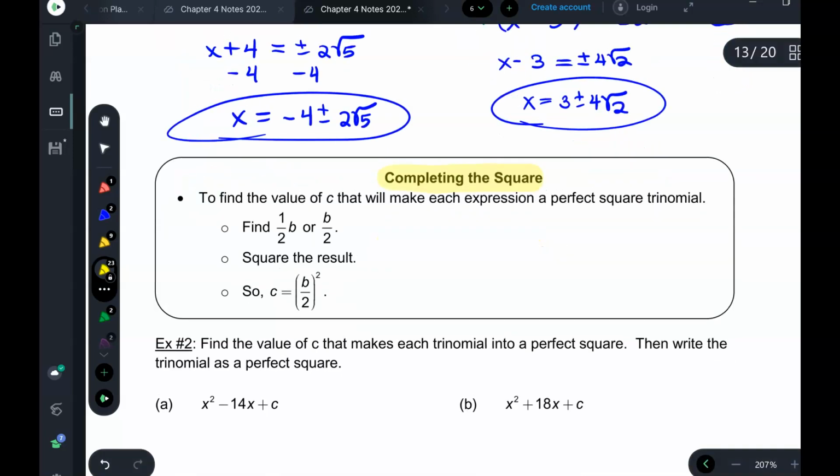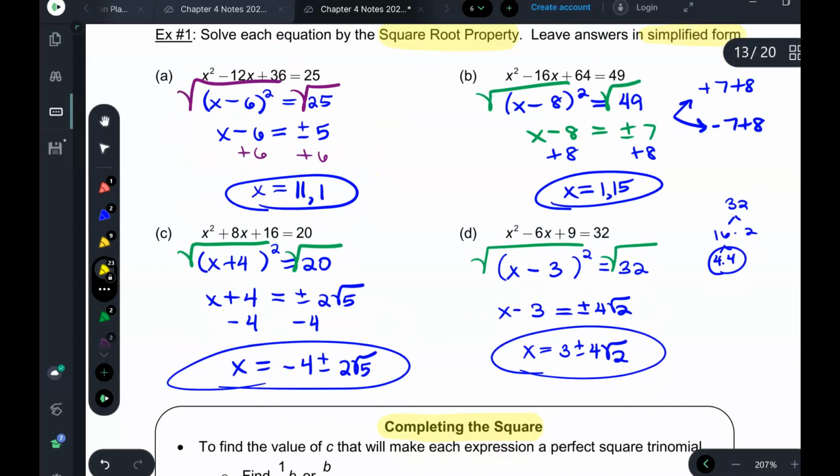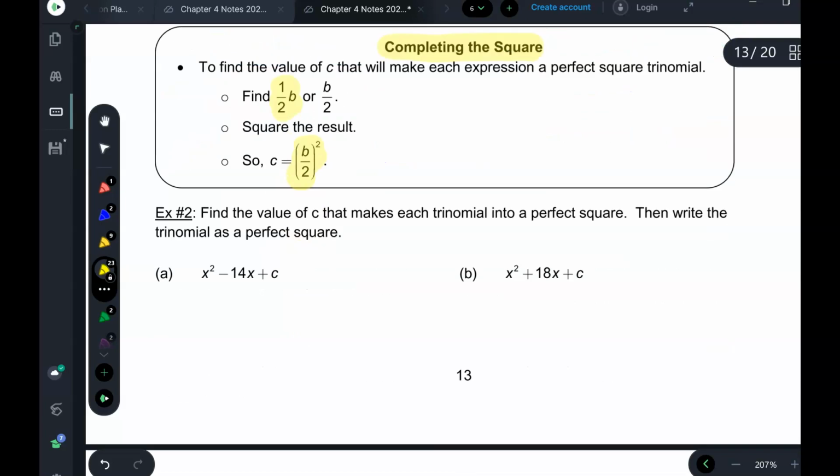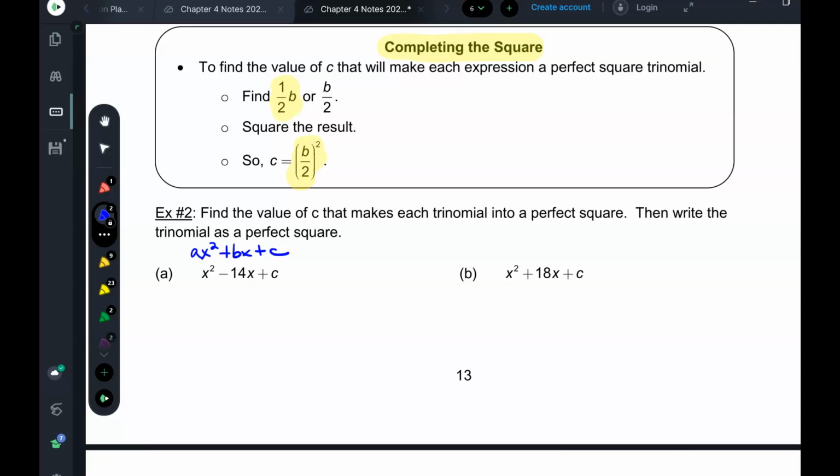Let's do this. Completing the square. I was setting these up nicely for you because they were all in perfect square trinomial form on the left side. What we want to do is figure out how to create a perfect square trinomial. Basically, we're going to take half of b and then square it. Remember it's ax squared plus bx plus c. So just bear with me, it's not hard.